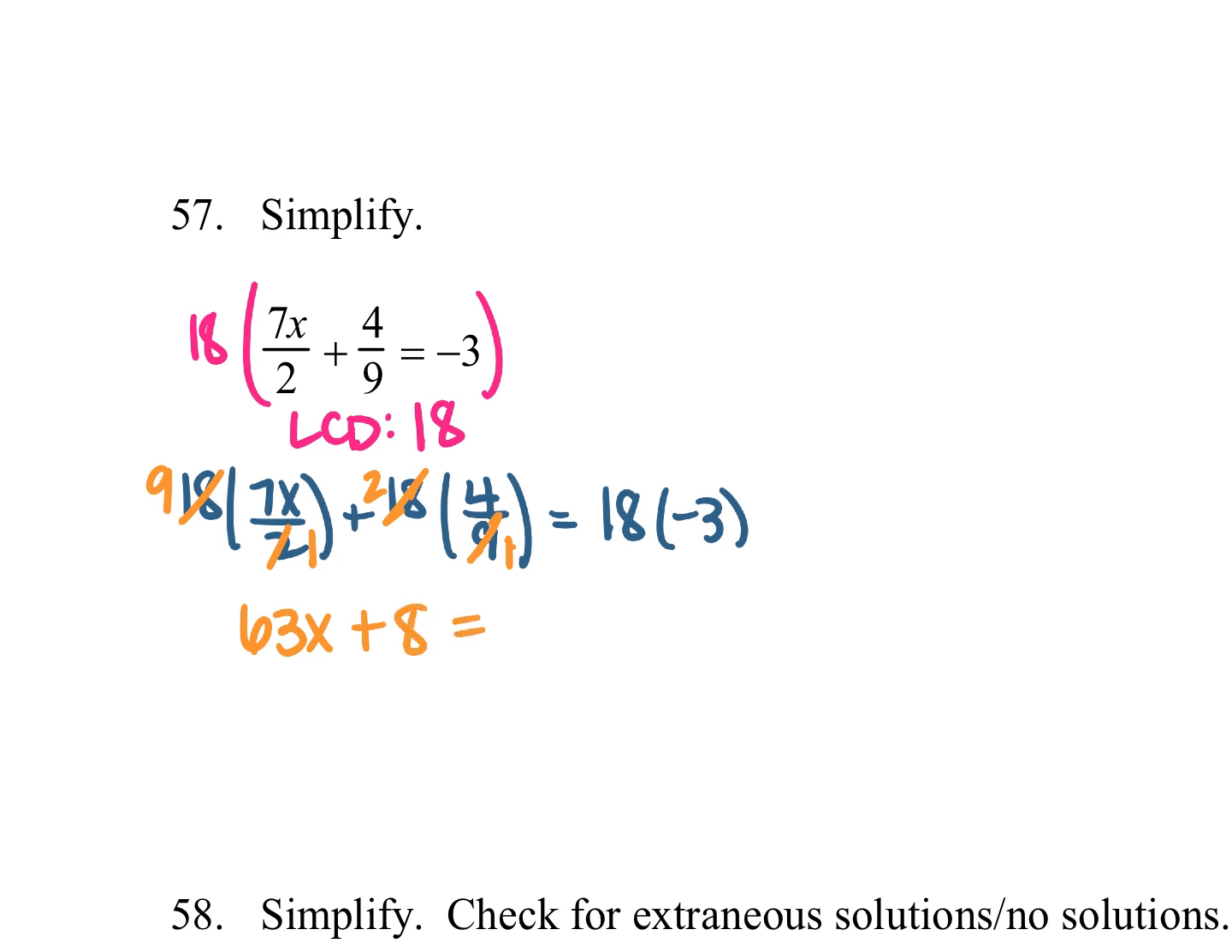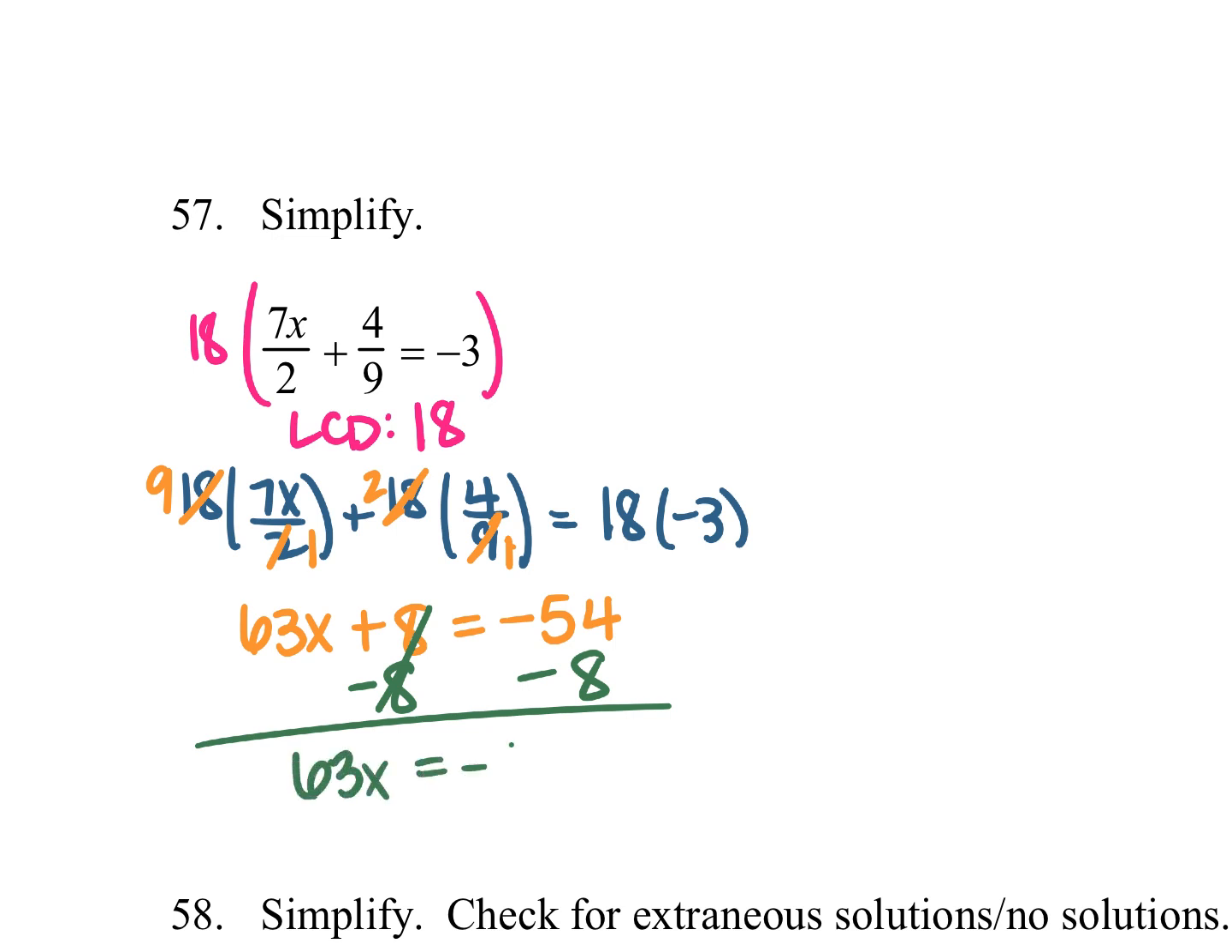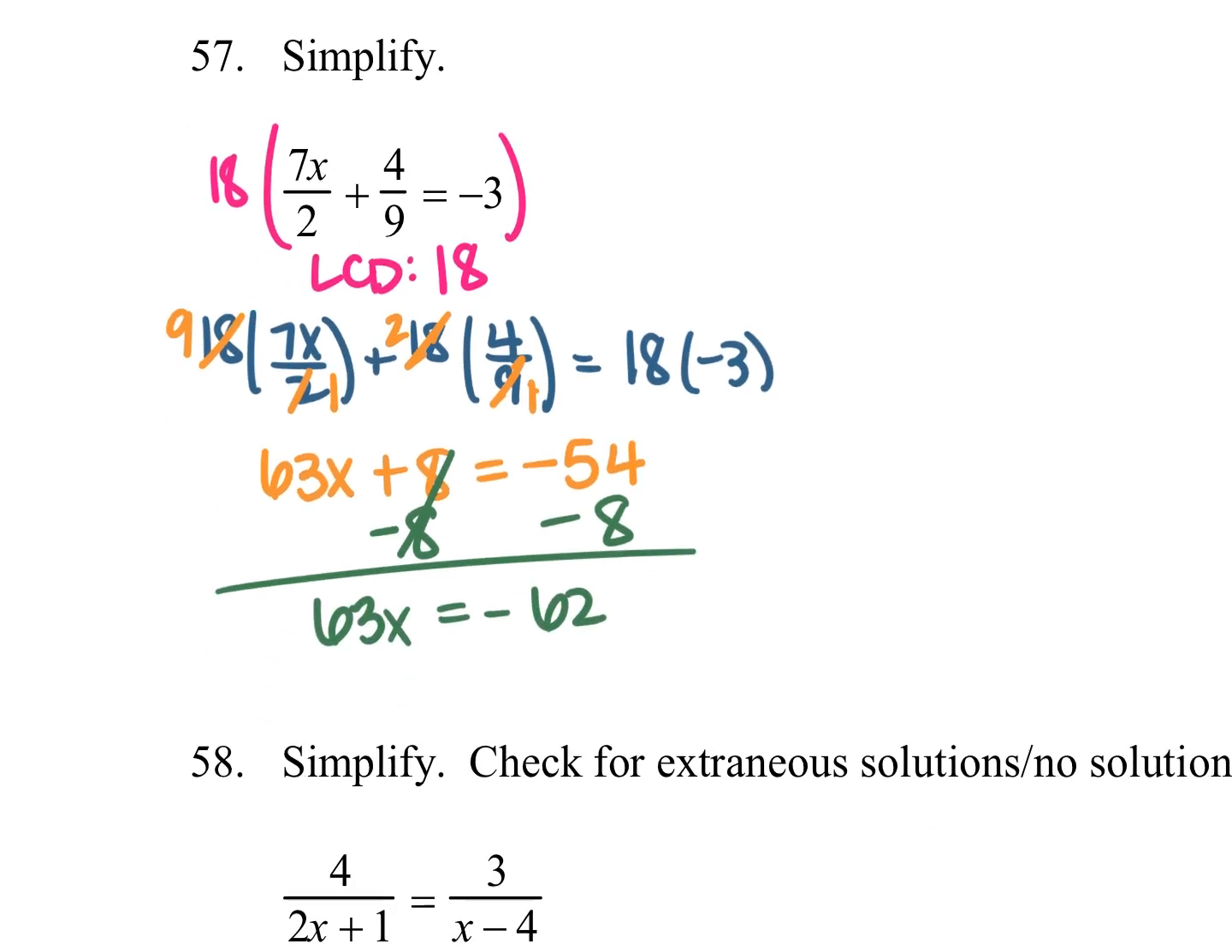Then you have 18 times negative 3, it's going to be a negative. 8 times 3 is 24, carry the 2. 3 times 1 plus 2 is 5, so it's negative 54. From here, we're going to move the 8 over and subtract it from both sides, so that gives us 63x is equal to negative 62. From here, we divide each side by the 63, and we get that x is equal to negative 62 over 63.